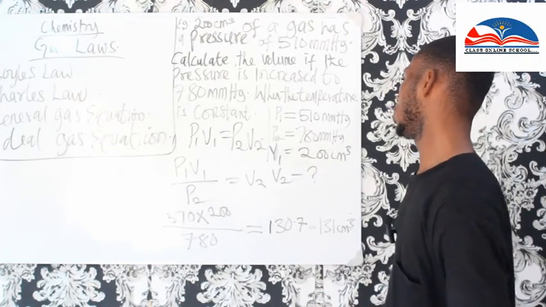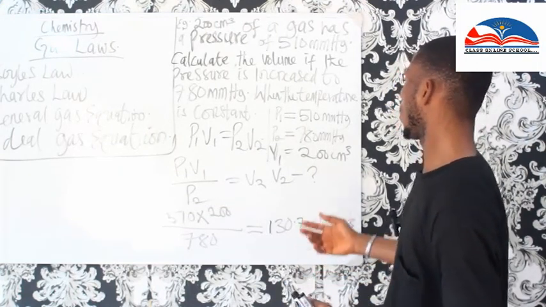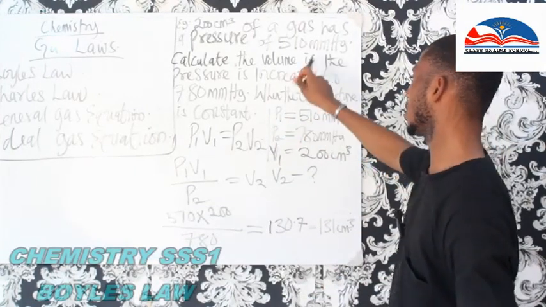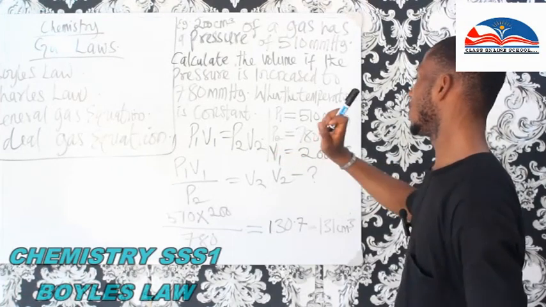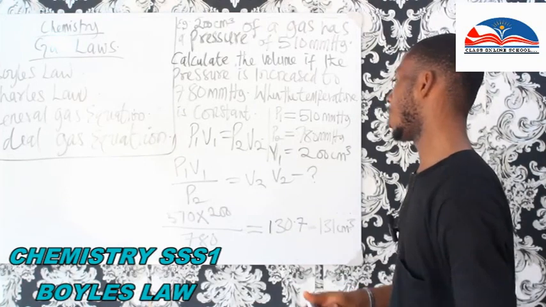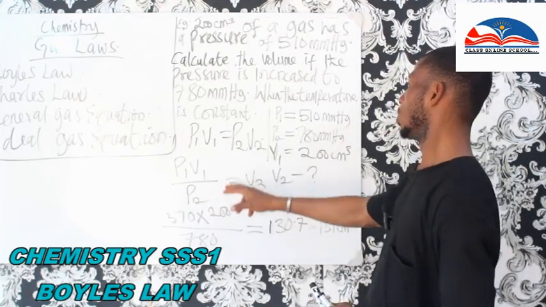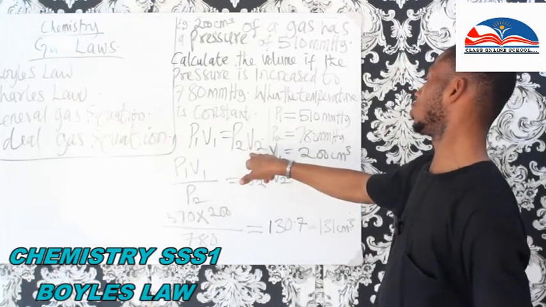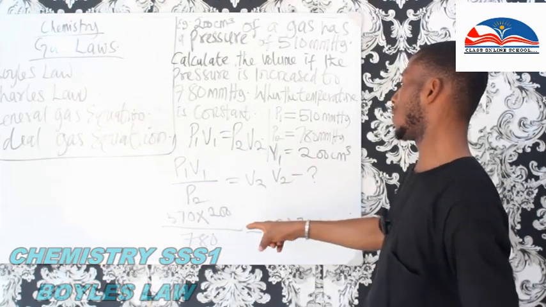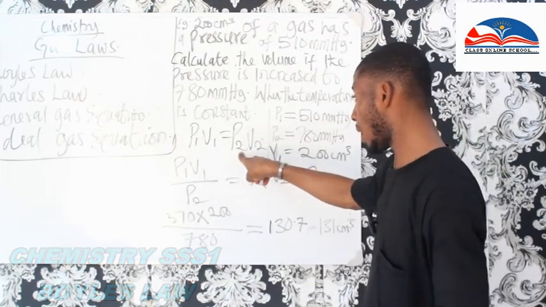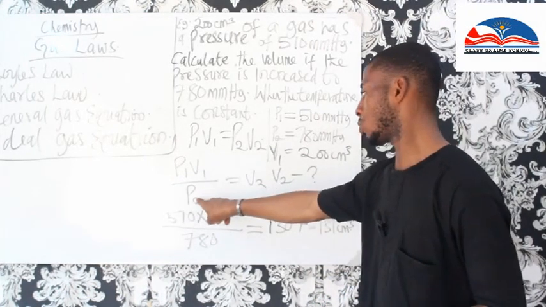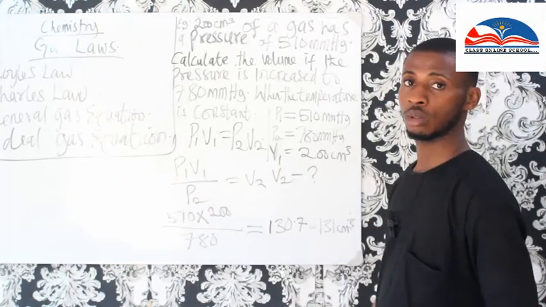So what do we do? We first of all state our P1. The first pressure they gave us is 510. Second pressure 780, first volume 200. The second volume is what we are looking for. Now we bring down our formula. To look for V2, we need to make it the subject of the formula. Now we divide both sides by P2, which gives us P1 V1 over P2 equals V2.